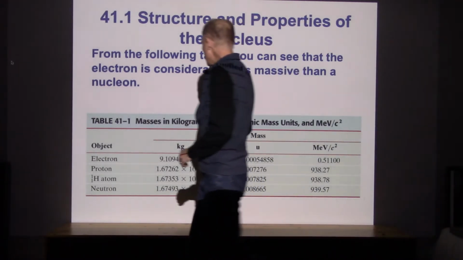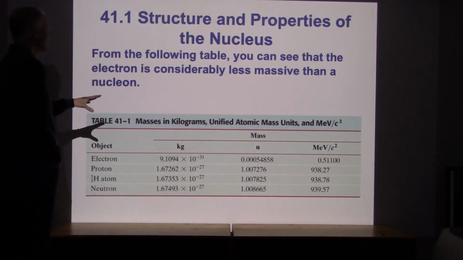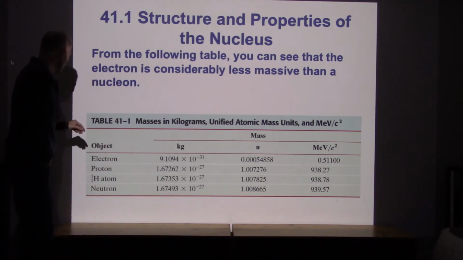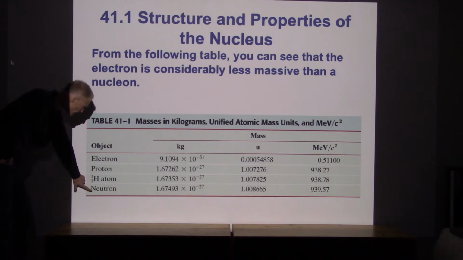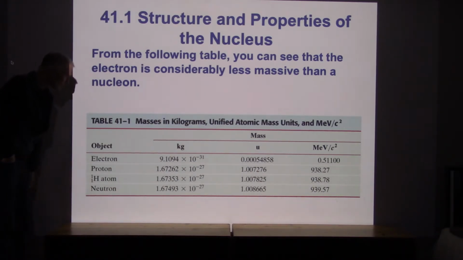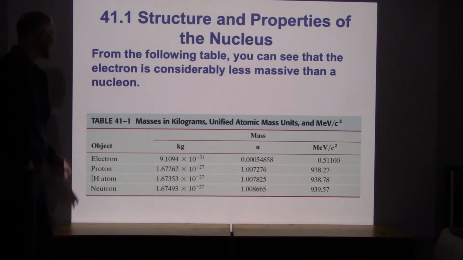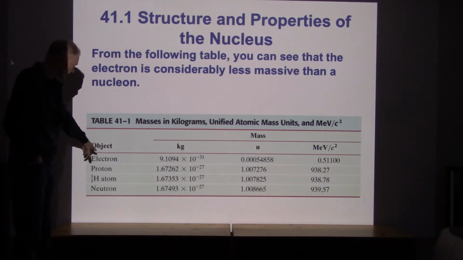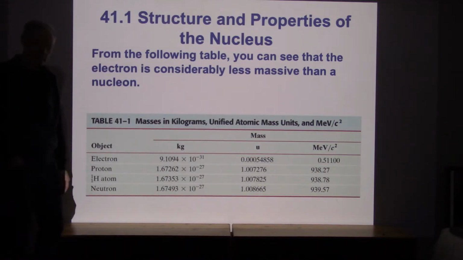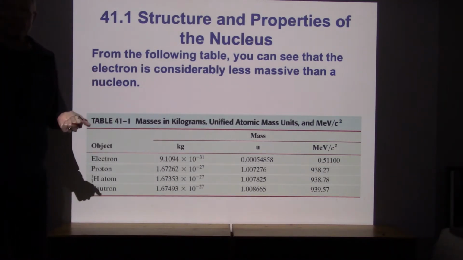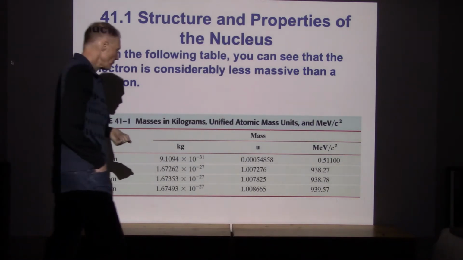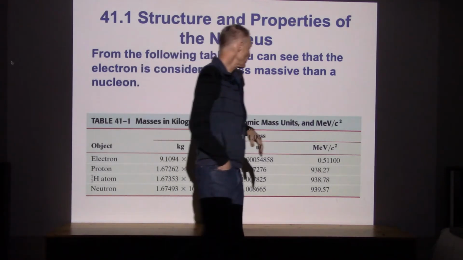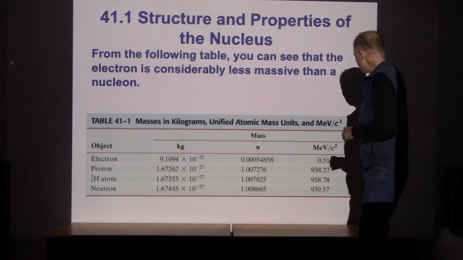Now, here, we've got a mass table. It's good at this point, I think, to sit down and go, okay, here's the electron, here's the proton, here's the neutron. They even put the hydrogen atom in here just for comparison. But what they've done is they've listed the masses of our fundamental particles, the electrons, the protons, the neutrons, and they've listed those in terms of kilograms, and in terms of atomic mass units, and in terms of MeV.